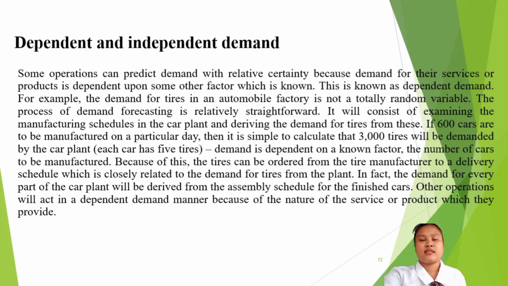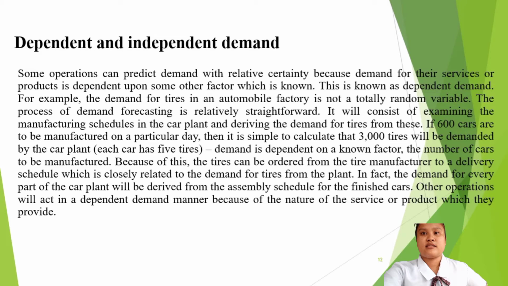Dependent and independent demand. Some operations can predict demand with relative certainty because demand for their services or products is dependent upon some other factor which is known. This is known as dependent demand. For example, the demand for tires in an automobile factory is not a totally random variable. The process of demand forecasting is relatively straightforward. It will consist of examining the manufacturing schedule in the car plant and deriving the demand for tires from this.